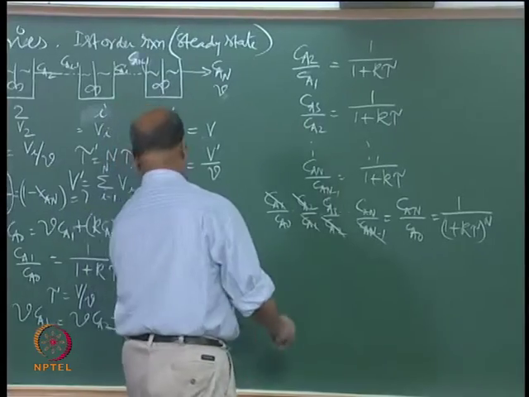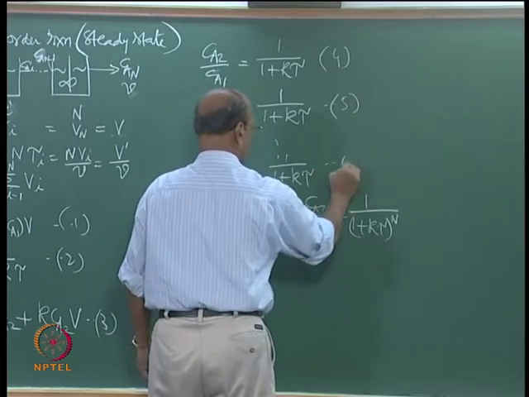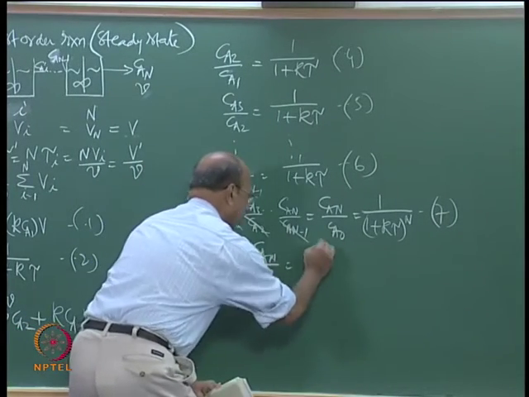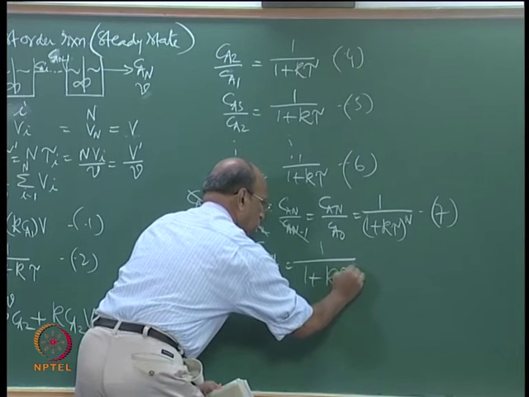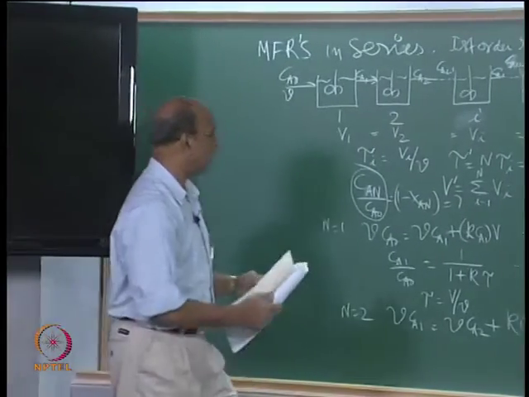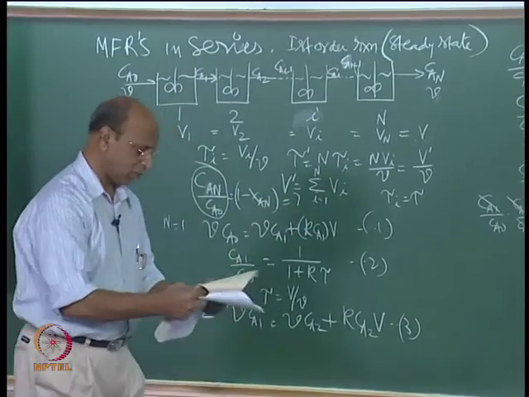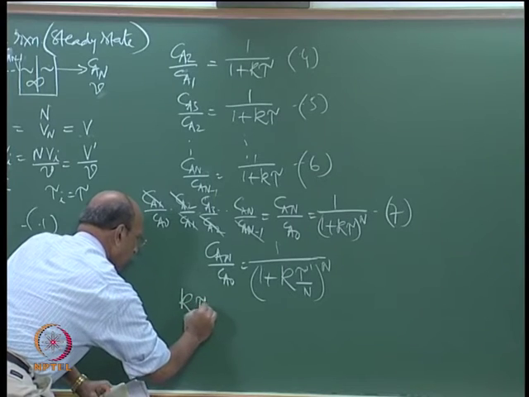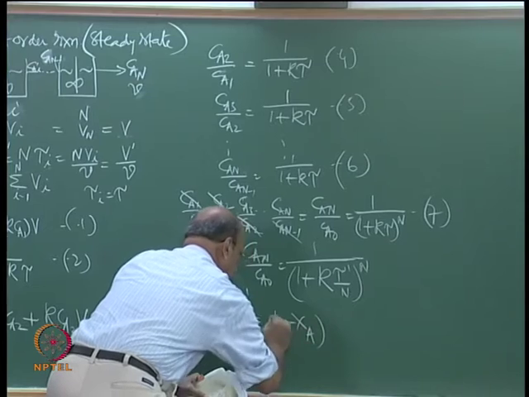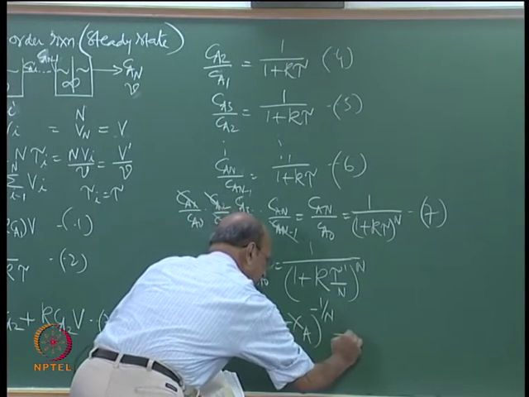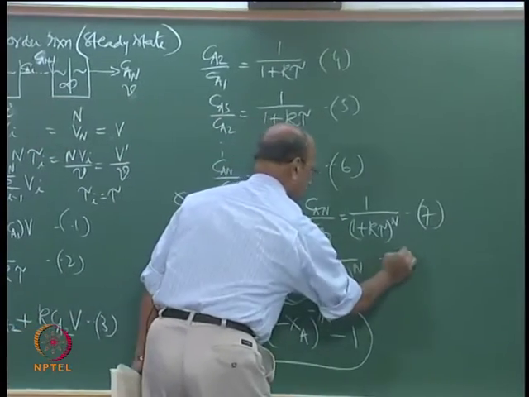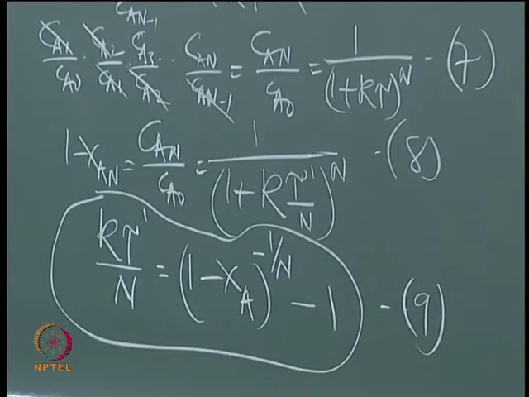Okay. So, if I write the equation, this is 4, 5, 6, this is 7. So, this equation CAn by CA naught can also be written in terms of total time as 1 plus K tau dashed by n, correct? Tau i equal to tau, and tau dashed equal to n tau. Okay. So, this equation we can nicely convert into K tau dashed by n equal to (1 minus Xa) to the power of minus 1 by n, minus 1. This one I have written here, this is also equal to 1 minus XAn. So, this is equation 8, this is equation 9.